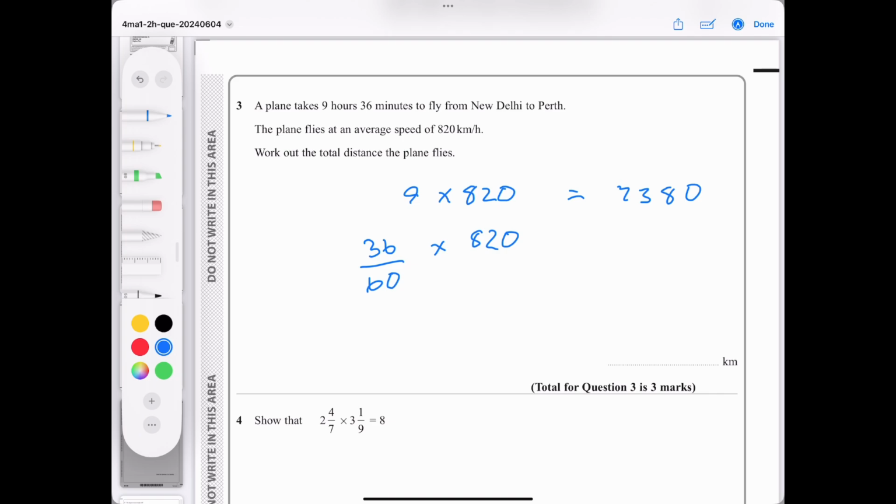But anyway, 36 over 60 times 820 equals 492. I suppose I should just add it on. So plus 7380 equals 7872, which was what I was going for anyway.